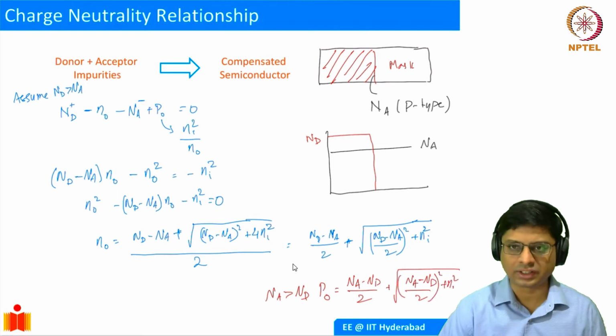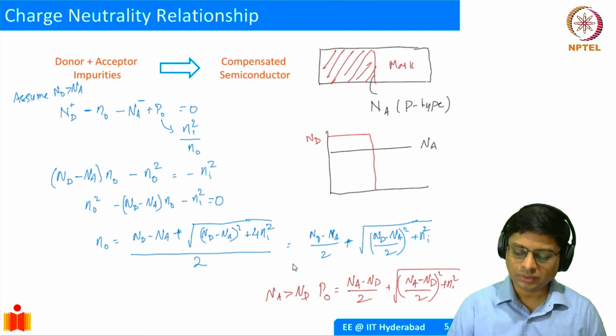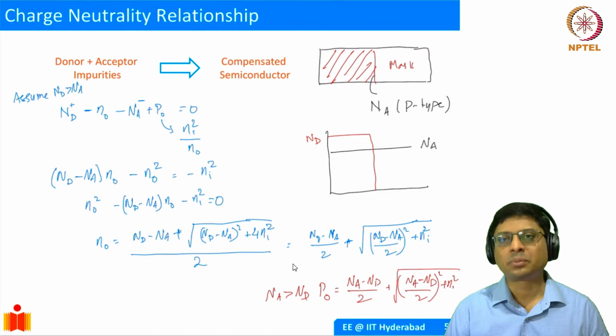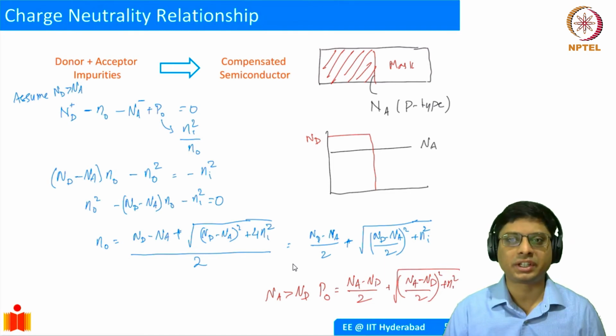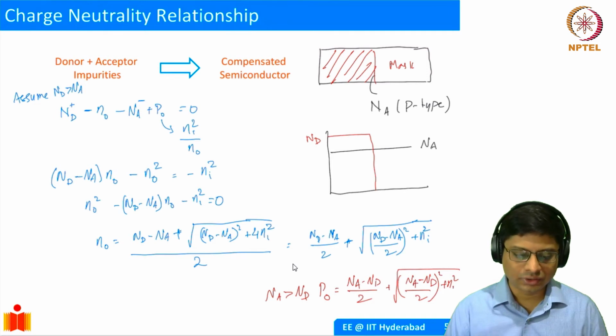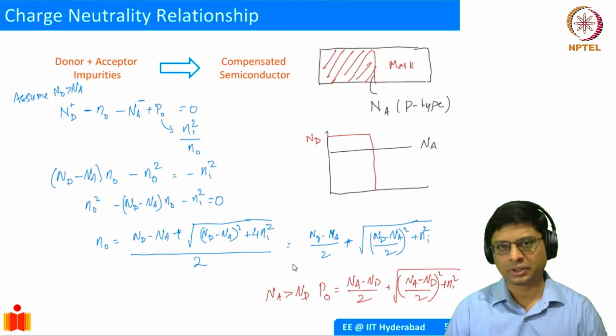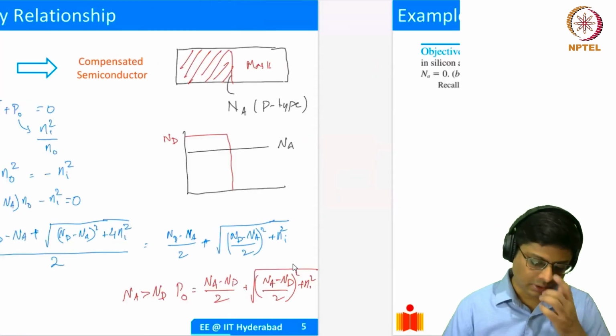You could verify it. Okay? It will work out to be correct. So this is your majority carrier concentration, and the corresponding minority carrier concentration will be simply Ni square divided by whatever is the majority carrier concentration. All right. So this is an important relation that we come across. Let's take an example and try to solve it.